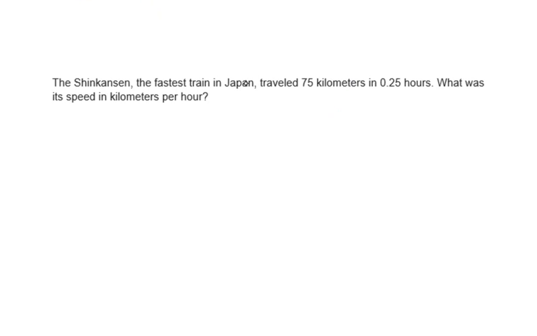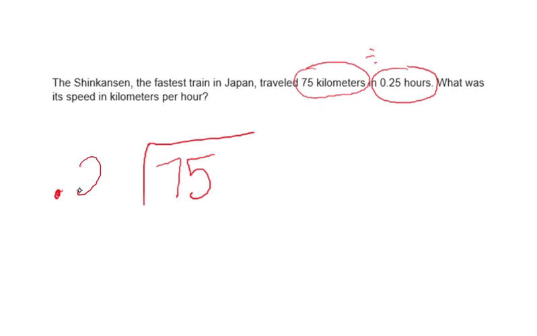The fastest train in Japan traveled 75 kilometers in 0.25 hours. What is the speed in kilometers per hour? So we want to divide kilometers divided by the number of hours. 75 divided by 0.25 or 25 hundredths. When you have a decimal that you're dividing by, remember your rules there. You need to move your decimal to make that a whole number, and however many times you moved the decimal in the divisor, you have to move the decimal in the dividend.